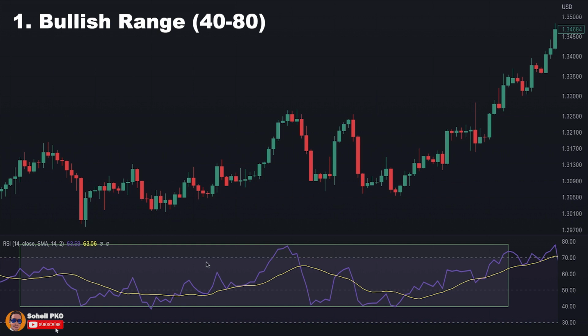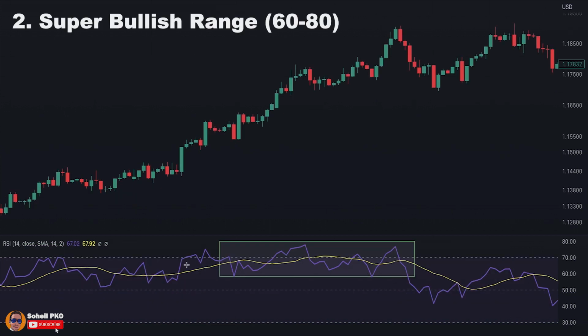And on the other hand, reading around 80 level is considered overbought reading here, playing as a resistance level or a supply zone, so declining of the price is expected either in the form of a trend reversal or pullback, which was the case here for this overbought reading.